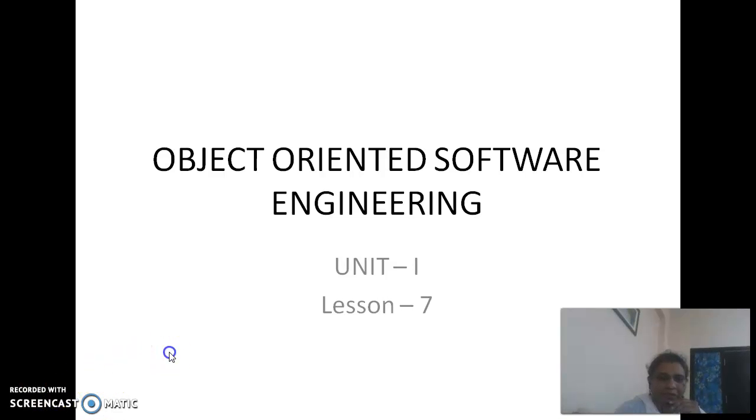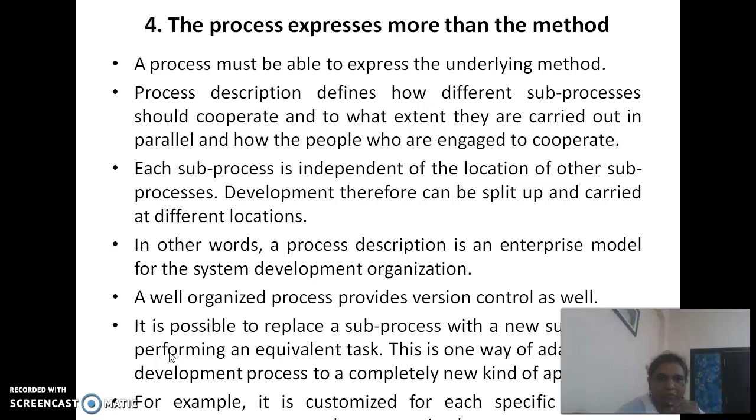In the previous classes, we have seen the system development life cycle, in which we have seen system development as a process of change. As the second part, we have seen system development and reuse. As the third part, we have seen the reuse of other descriptions. Coming to the fourth part, the process expresses more than a method. A process must be able to express the underlying method.